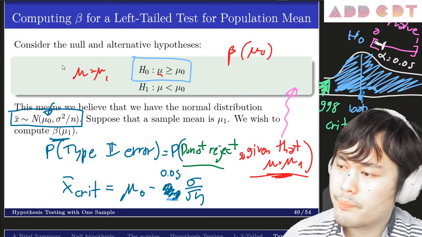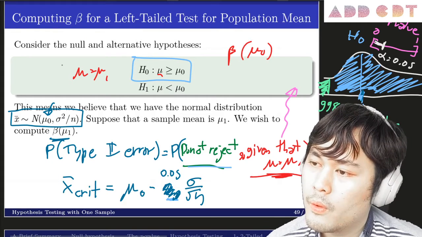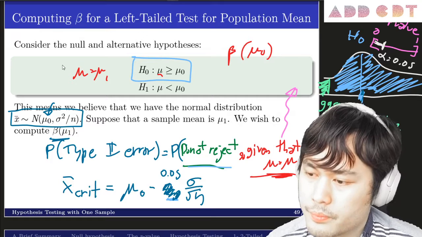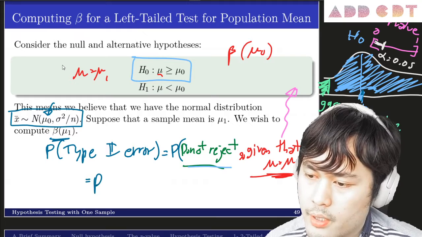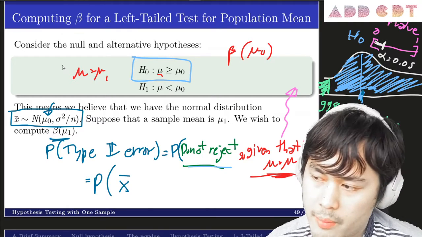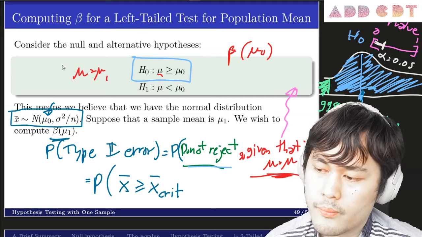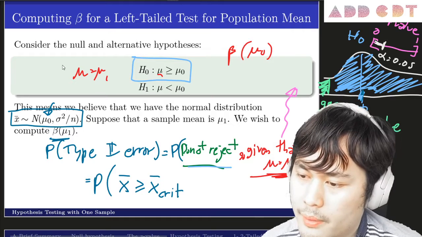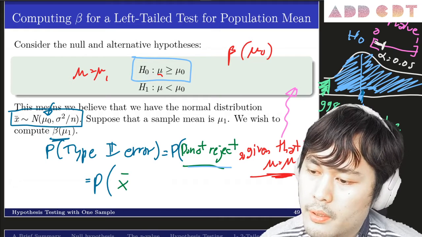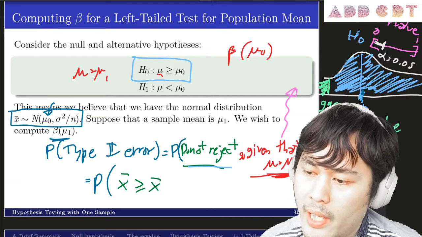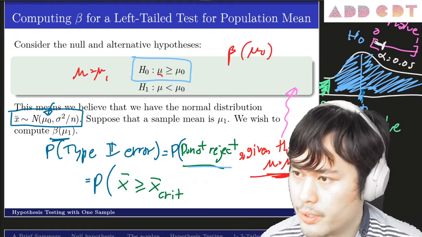So now we do not reject. Let me erase that here. Okay. That means we do not reject when the x bar, the sample, is greater than or equal to x critical. Oh, let me change the color. That means that number has to be higher than that critical value, right? Or otherwise we would have rejected that already.